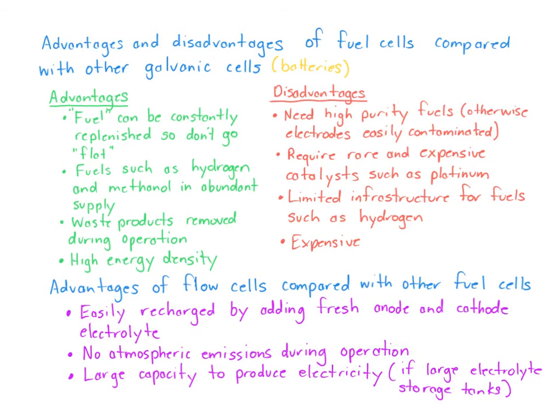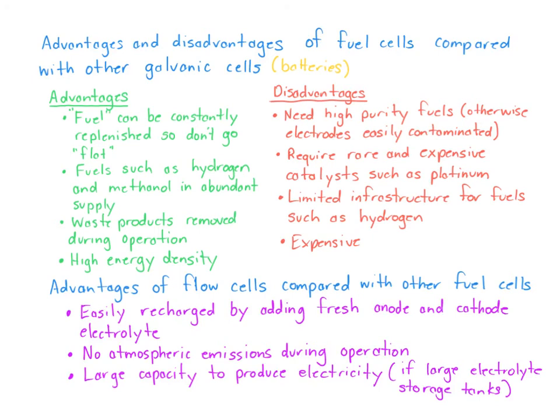So there are large supplies of those sort of fuels. They're easy to make generally. The waste products are removed during operation, so we don't have to worry about the build-up of waste and the cell needing to be, if you like, stopped to remove the waste. The waste can be easily removed. They also give us what's called a high energy density. We talked about energy density with combustion. That means we can get a lot of energy out of a smaller amount of fuel.